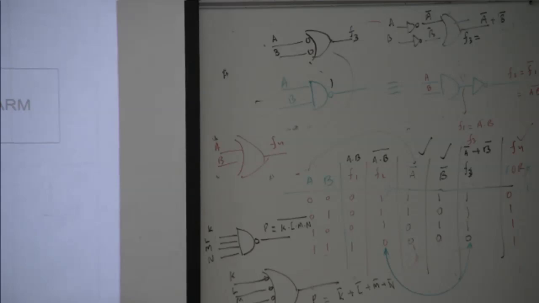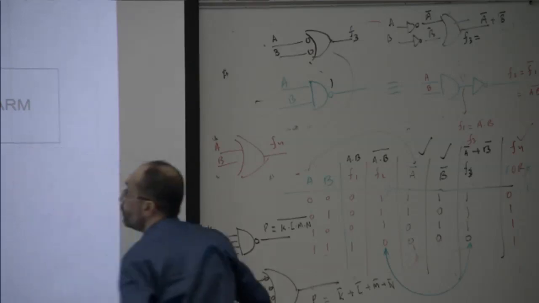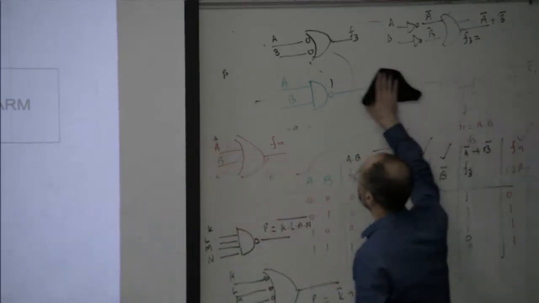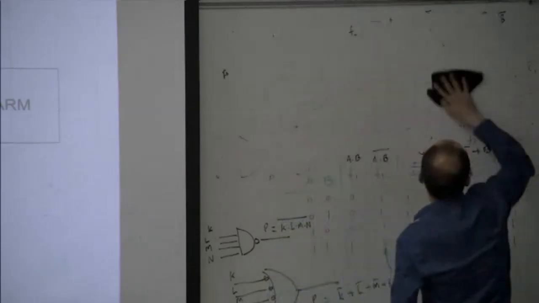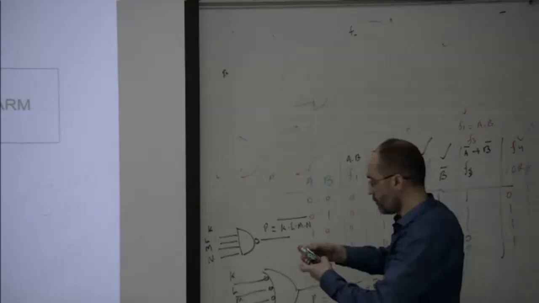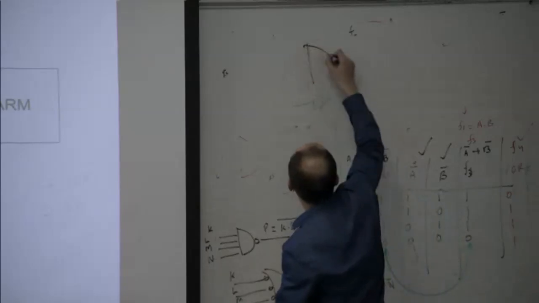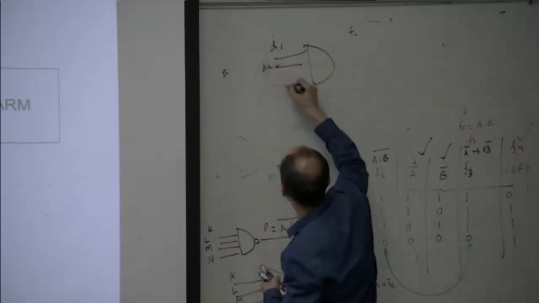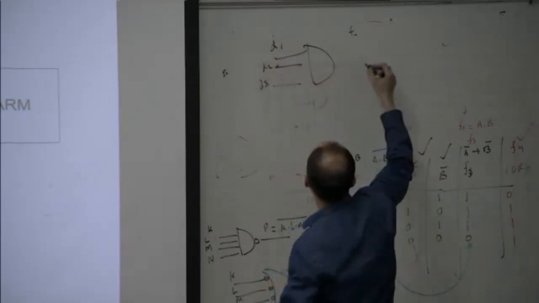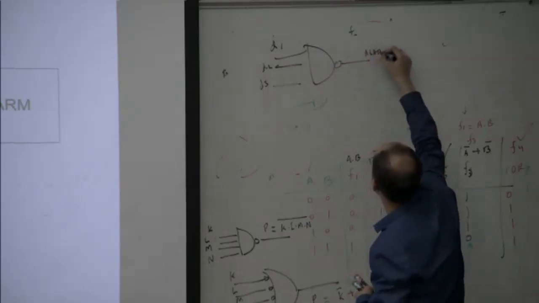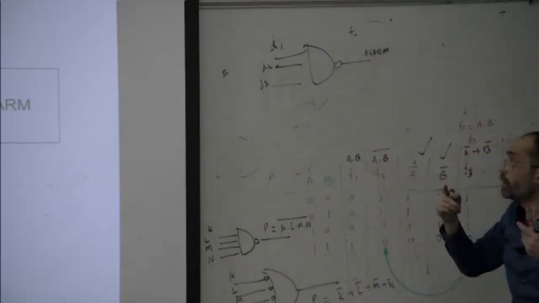Okay, now this is another example of the application of the AND gate. Let's assume that we have 3 different devices. How many devices are there? D1, D2 and D3. And now we have an AND gate, and it will turn on the alarm.